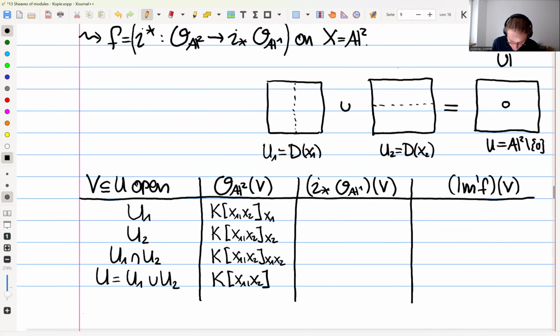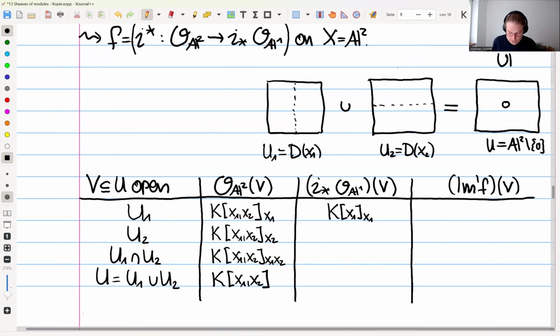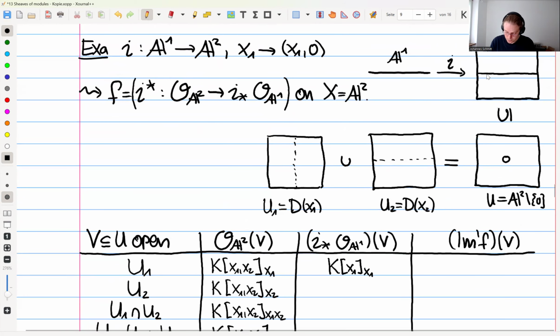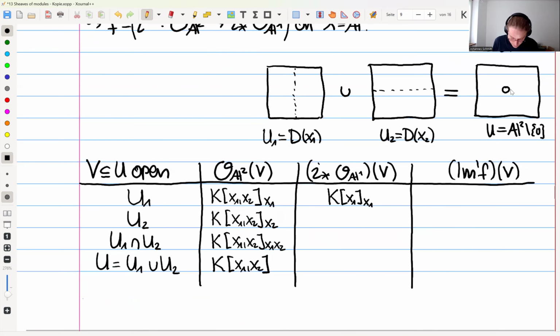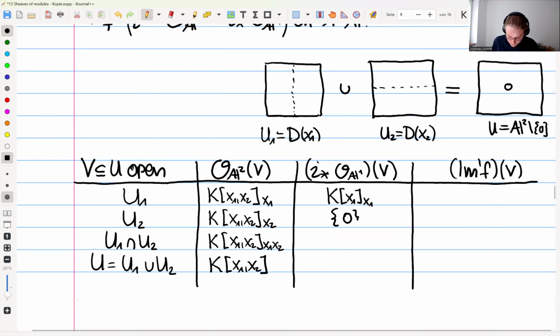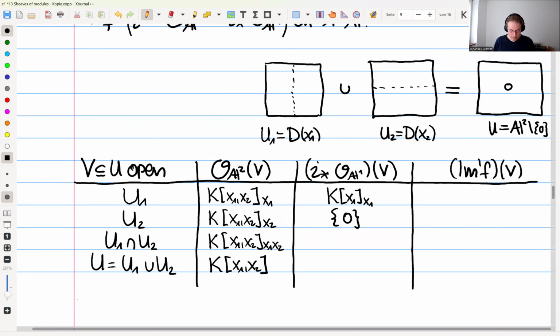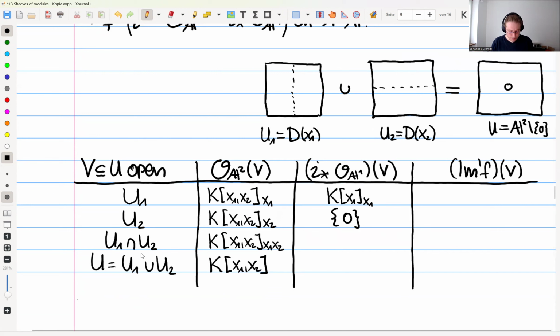Well, this we know. It's again a distinguished open set. It's given by k of x1 localized at x1. The next thing is, if we take U2, then we remove the entire x-axis, and then we take the pre-image. But then the pre-image is empty, because none of the points here map to anything away from the x-axis. So the pre-image is empty, and so we just get 0 here. And if we intersect U1 with U2, the pre-image is still empty, so we still get just 0.